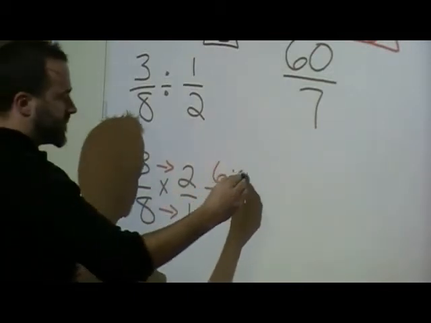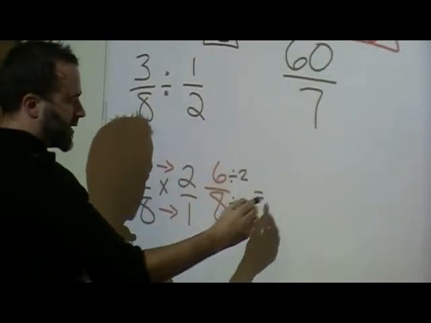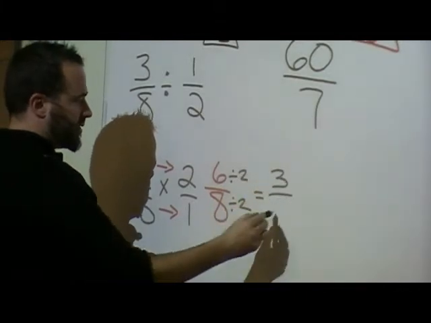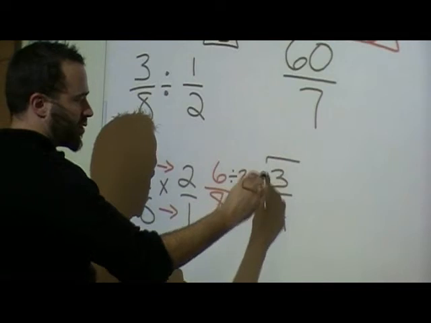2. Okay, so 6 divided by 2, 3. 8 divided by 2, 4.